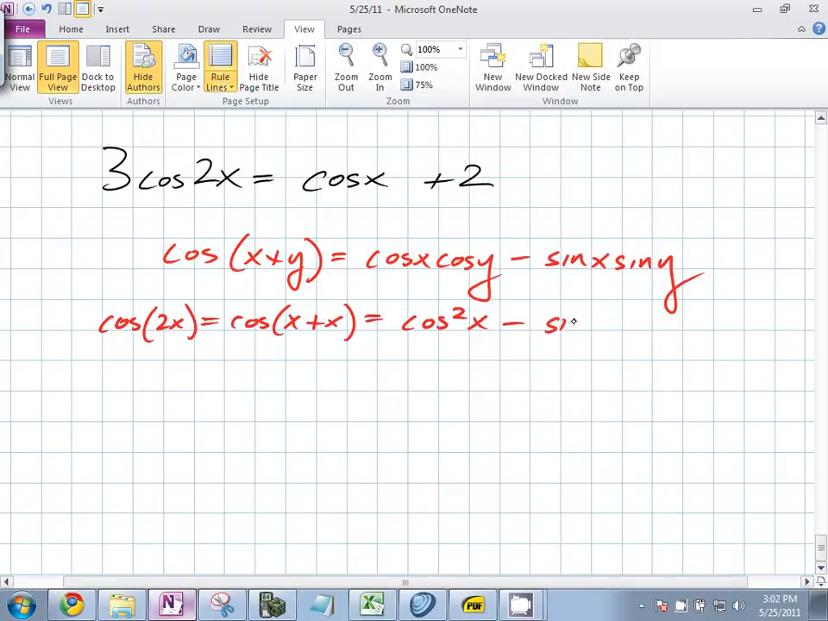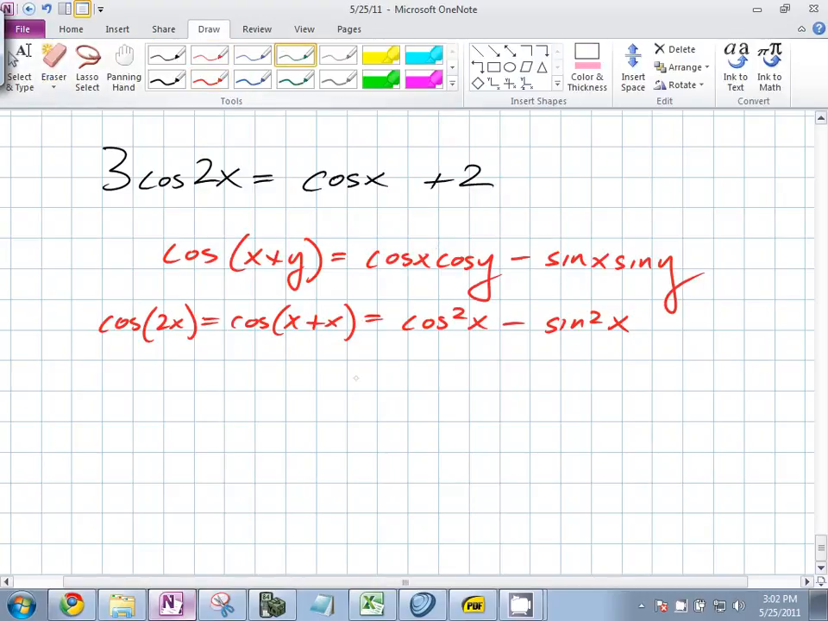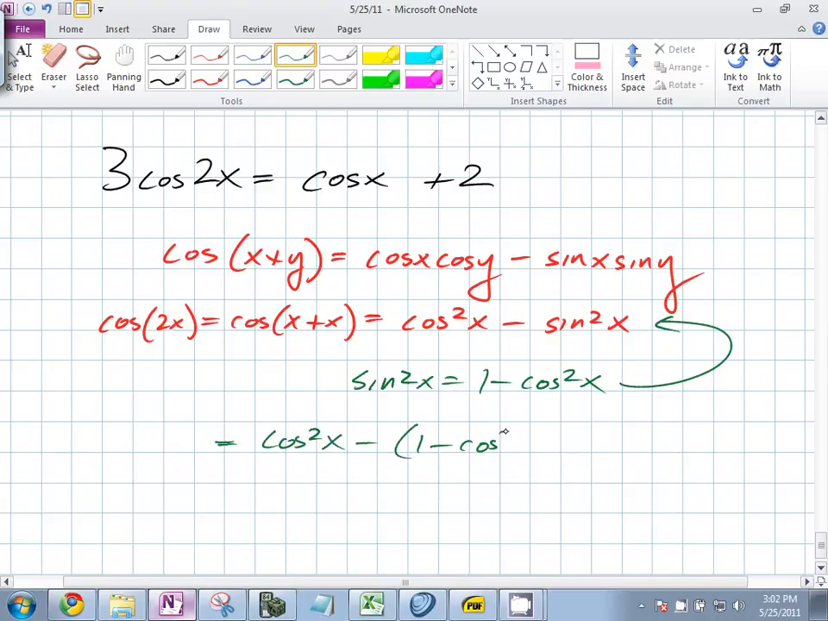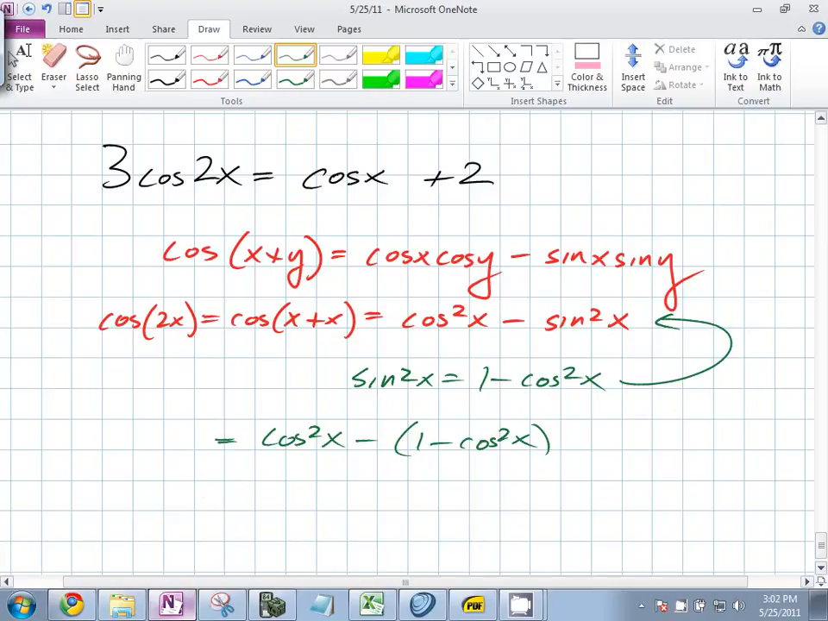To suit this for what we want, cosine is on this side, so we want to write everything in terms of cosine. What is sine squared? 1 minus cosine squared x, right? So you take that, plug it in there, so you end up with cosine squared x minus 1 minus cosine squared x. What does that equal? 2 cosine squared x minus 1.